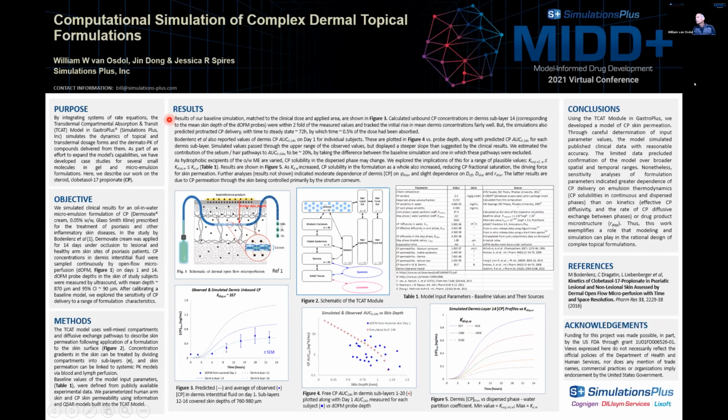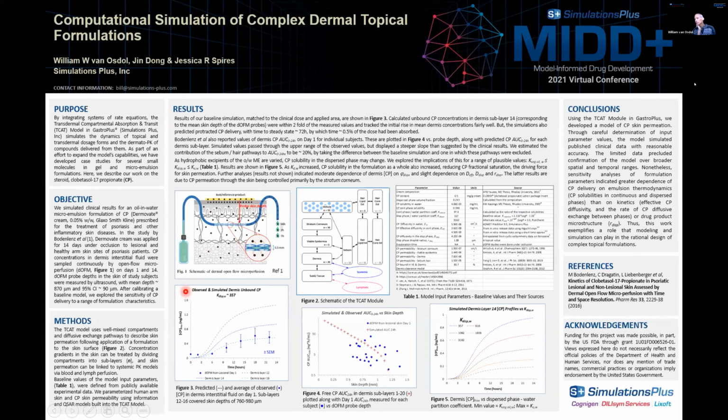Results of our baseline simulation, matched to the clinical dose and applied area, are shown in figure 3. Calculated unbound clobetasol propionate concentrations in dermis sublayer 14, corresponding to the mean skin depth of the DOFM probes, were within twofold of the measured values and tracked the initial rise in mean dermis concentrations fairly well. But the simulations also predicted protracted clobetasol propionate delivery, with a time to steady state of about 72 hours, by which time only about 0.5% of the applied dose had been absorbed into the skin.